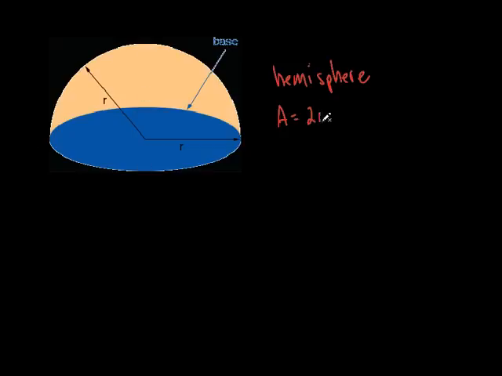So what would that be? It would be 2 pi r squared. So the surface area of a hemisphere would be 2 of these circles right here. And so it's 2 pi r squared, because one circle is pi r squared, 2 of them would be 2 pi r squared. All right? And that's a hemisphere. So that's not so bad.